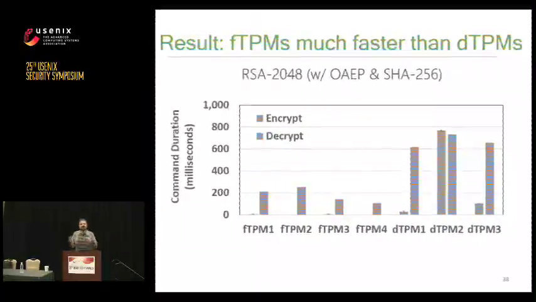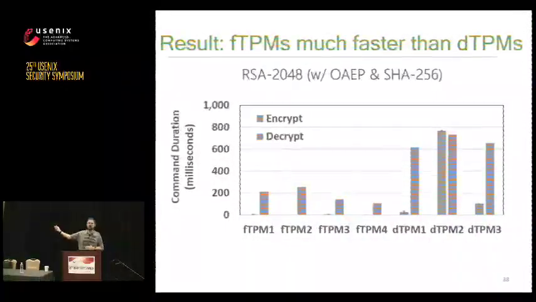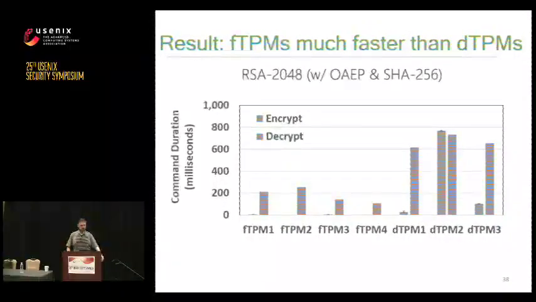This is not surprising. It's not that the discrete TPMs are dumb, it's just that a TPM chip has a microcontroller inside, and doing crypto on microcontrollers is damn slow. Here we do crypto on the ARM SoC core, which is much, much faster. So we just have much better hardware than they do.